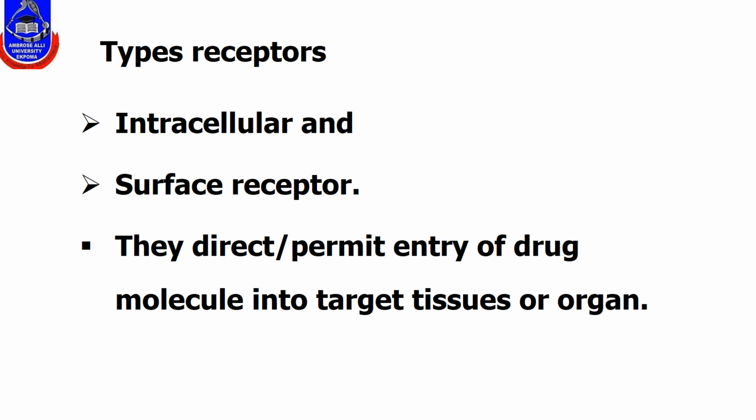There are two basic types of receptors: intracellular and surface or cell surface receptors. When you hear cell surface receptor or surface receptor, it is one and the same thing. So the two types are intracellular receptor, surface receptor, or cell surface receptor. They permit entry of drug molecules into target tissues or organs.